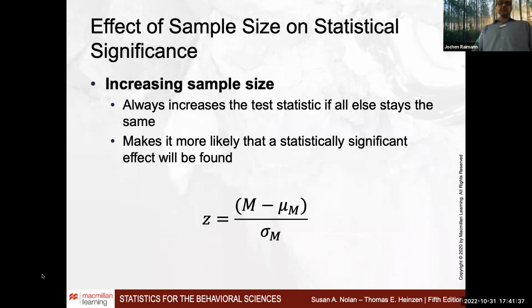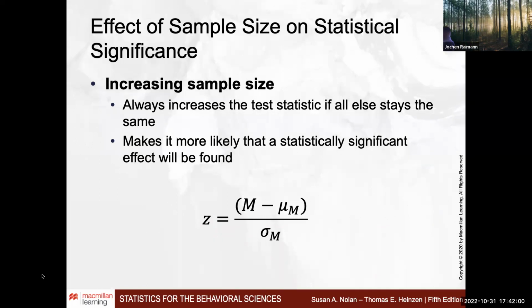So we just did that. So now we have a problem with sample size, right? We talked about this. So the larger the sample size, the smaller your standard error of the mean, and the larger your z score.